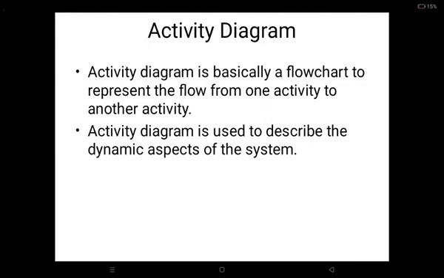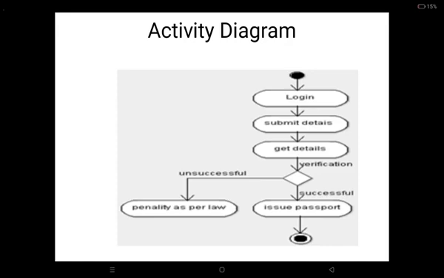The next one is an example of an activity diagram. It shows only the flow. First the login, then submit the details, then get the details, then verification. If the verification is successful, the passport is issued. Otherwise, the penalty as per the law. It's focusing only on the flow of activity.